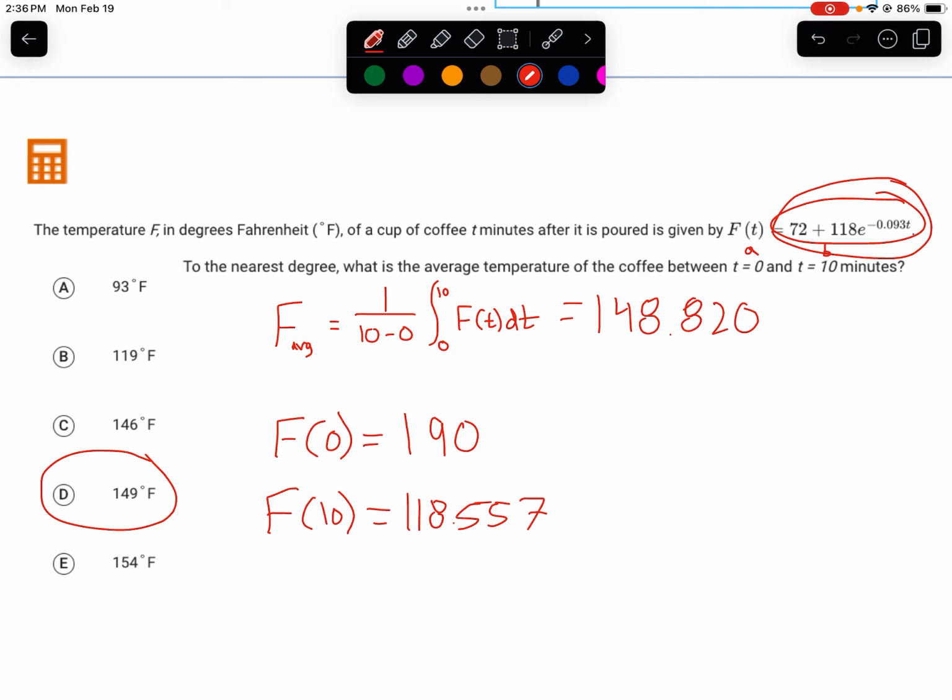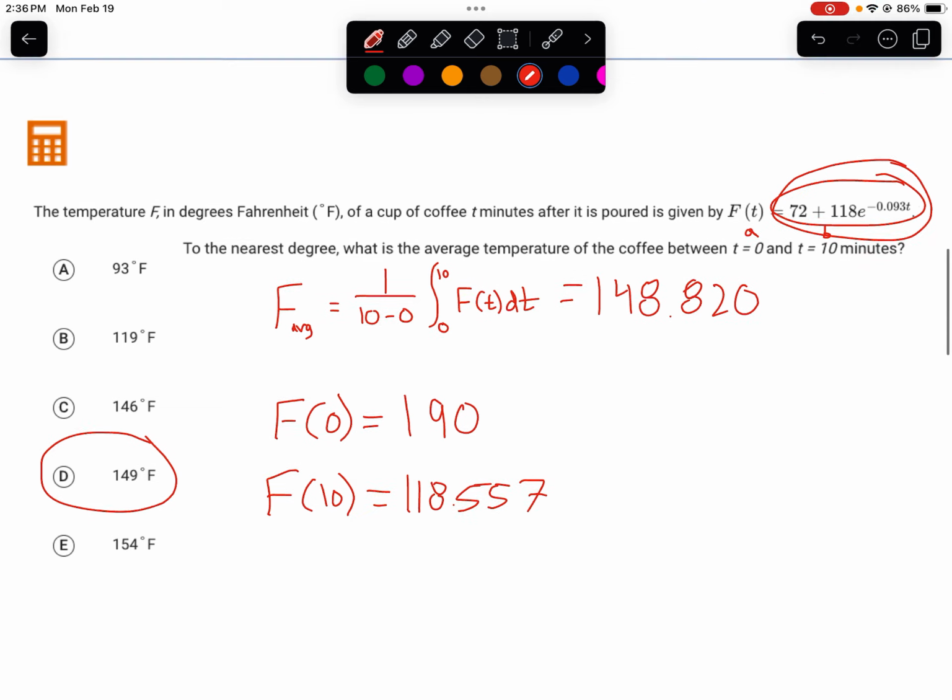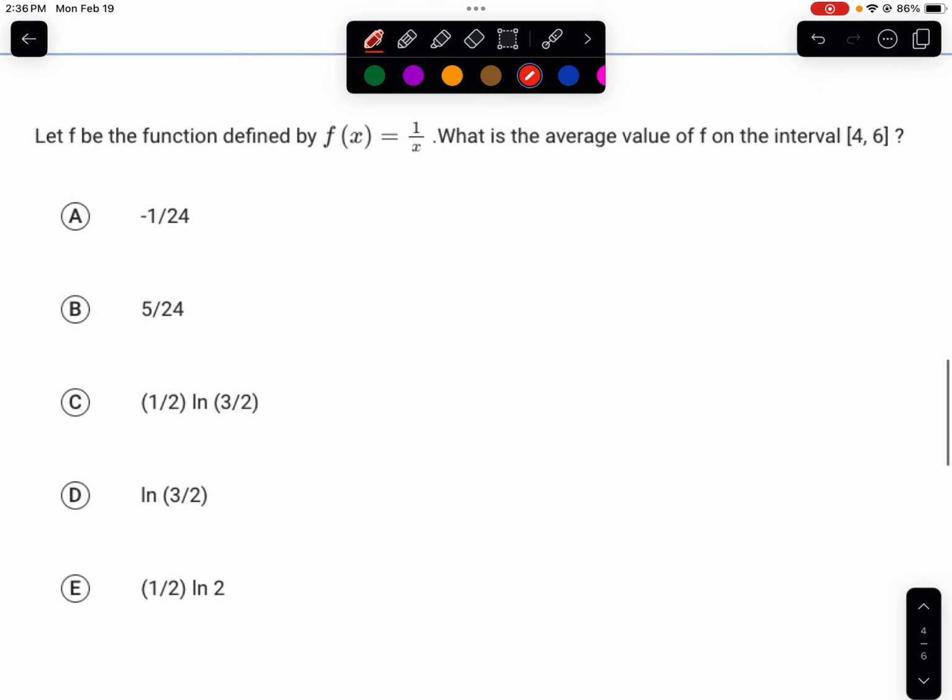So here was a calculator question about average value. We just have to basically know the formula and how to calculate it and how to use our calculator correctly. But let's try a no calculator question. Let f be the function defined by f of x equals 1 over x. What's the average value of f on the interval from x equals 4 to x equals 6?